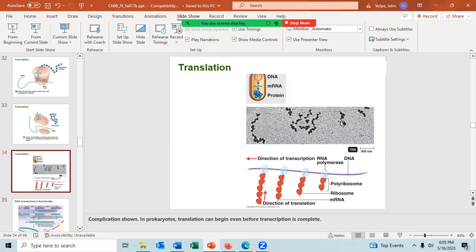Now, in prokaryotes, we have an additional complication, and that is transcription occurs in the cytoplasm. In the cytoplasm is where protein translation occurs. In a eukaryote, we never have this complication because transcription occurs in the nucleus and protein translation occurs in the cytoplasm. So in eukaryotes, we don't have this complication, but in prokaryotes, we do.